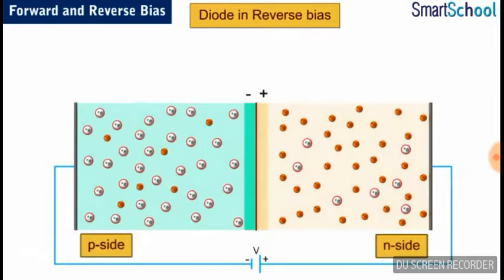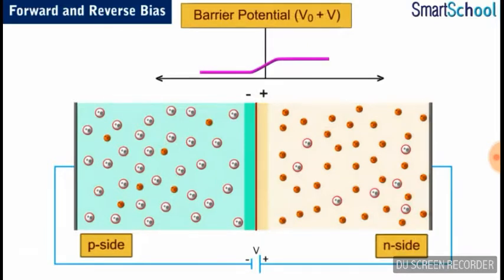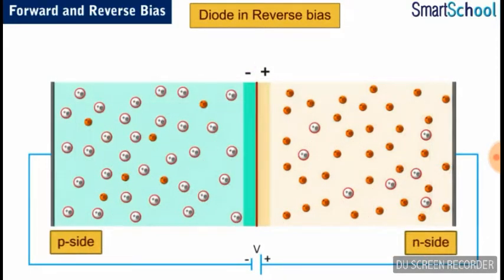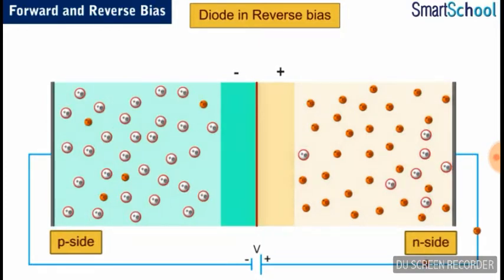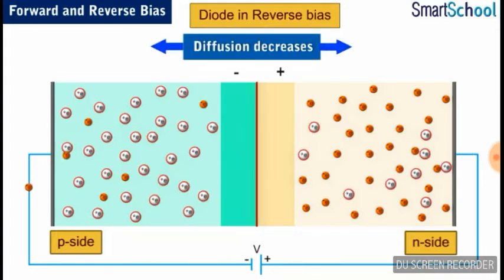When a diode is reverse biased, the barrier potential across its PN junction increases and is given by the sum of the barrier potential V0 at equilibrium and the externally applied voltage V. Also, when a diode is reverse biased, the width of the depletion region around the PN junction increases. The increase in barrier potential and width of the depletion region leads to a decrease in the diffusion of holes from the P side to the N side and the electrons from N side to P side across the junction.